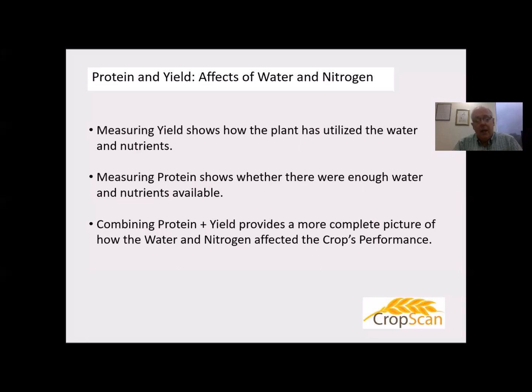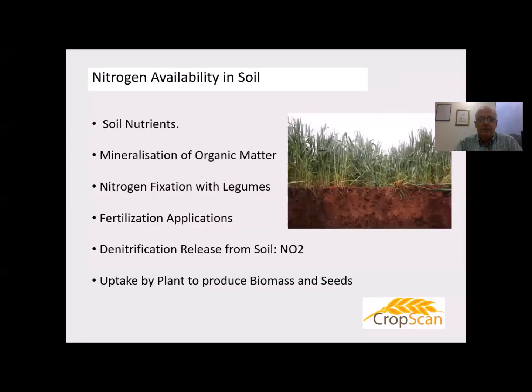What we're saying is that for a long time, yield has been available, but not really been able to help farmers get a handle on how to add more fertilizer to increase the yield. But by combining protein and yield, we believe that it's a much better picture, a more complete picture of how water and nitrogen can influence the crop's performance. Now, in terms of availability, well, within soil, nitrogen is available as a natural part of soil.